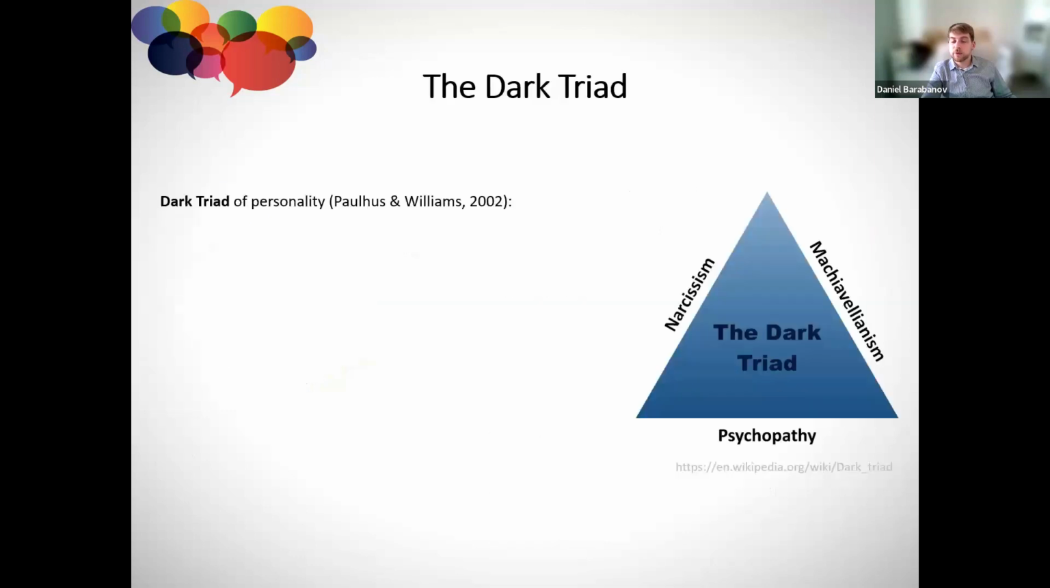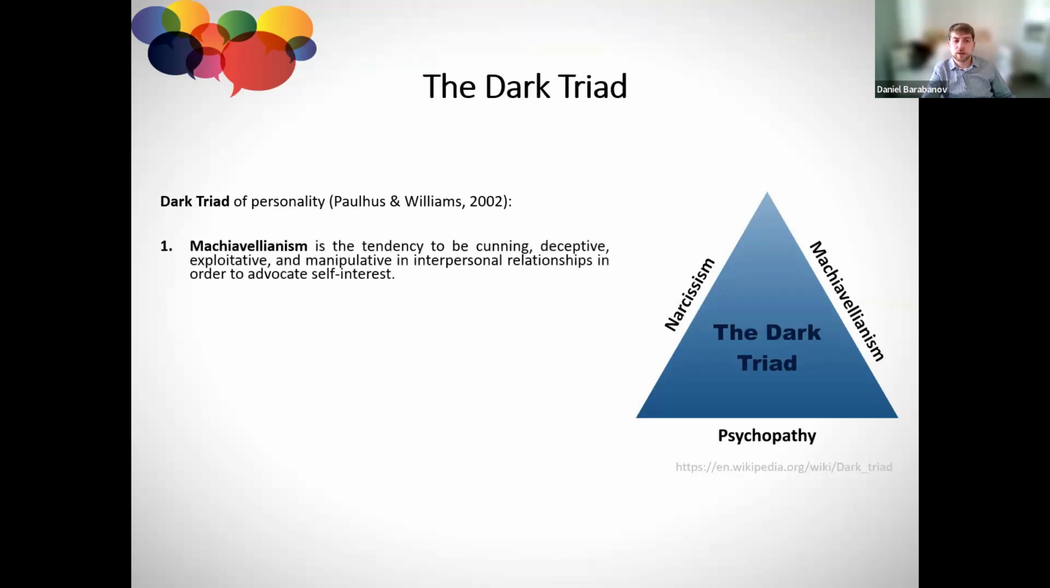And finally, the Dark Triad. Some psychologists were focused not only on the traits which are universal among different countries or describe positive personality traits, but people also differ from each other based on so-called negative personality traits. The 3 most important negative, or dark, personality traits are narcissism, Machiavellianism, and psychopathy. The Dark Triad of personality includes Machiavellianism, a tendency to be cunning, deceptive, exploitative, and manipulative in interpersonal relationships.